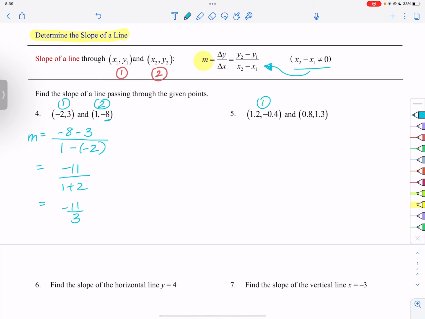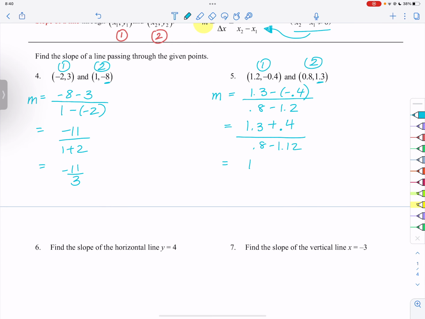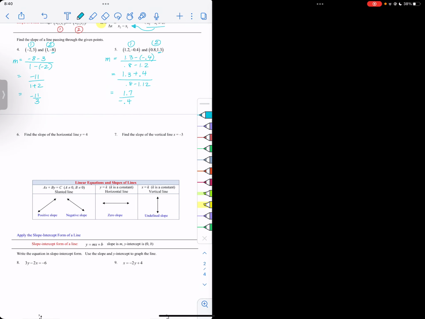Again, 0.1 and 0.2, and we have the slope is equal to, let's go to the y value of our second point minus the y value of our first point, and then we will subtract the x values. So we have 1.3 plus 0.4 divided by 0.8 minus 1.2. And now we have 1.7 divided by -0.4. Now in this case, we can actually bring up our calculator.